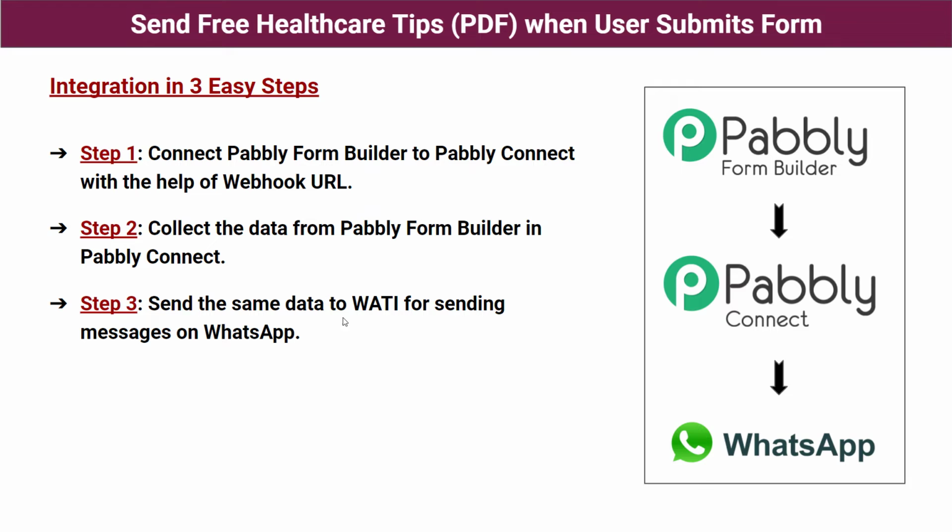Now I know you must be thinking, what is this term Vati and why did I use it? Let me tell you that WhatsApp does not allow us to send messages directly. That is why we are using WhatsApp's official API, Vati. Vati is software which will help us to integrate WhatsApp with Pabbly Connect. So let us follow these 3 very simple steps and create this automation.